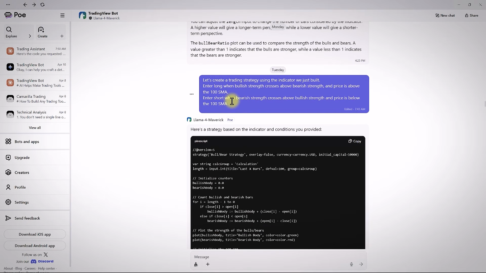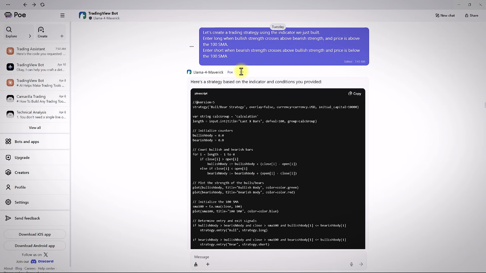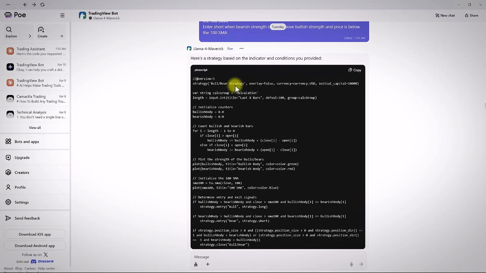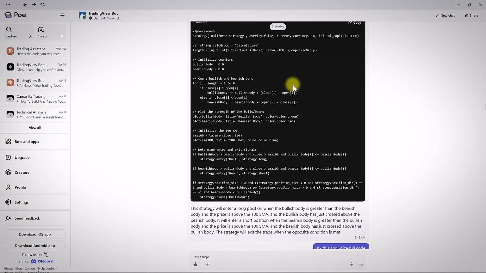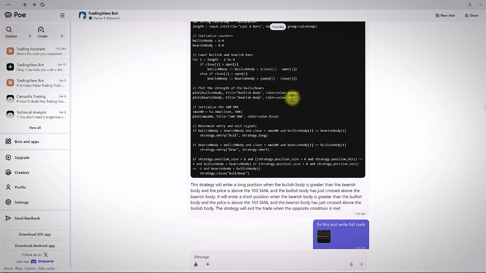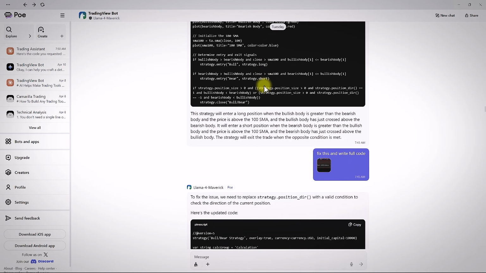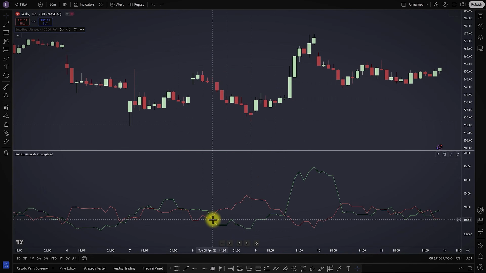The rules are simple. Enter long when bullish strength crosses above bearish strength and price is above the 100 SMA. Enter short when bearish strength crosses above bullish strength and price is below the 100 SMA. The strategy logic is to check for crossovers between the bullish and bearish strength lines while confirming the price position relative to the 100 SMA. When all conditions align, the strategy enters a position.